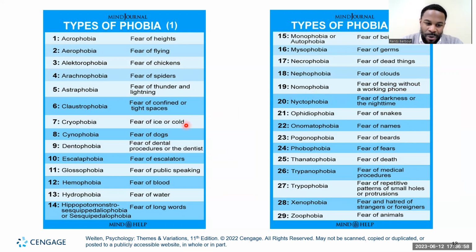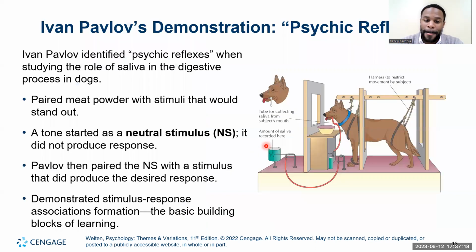Fear of ice or cold, fear of dogs obviously, and there's fear of long words. And oddly enough, the longest of the phobias is a really, really long word. So that's really interesting. But here are these phobias, and you can go through and see which ones are most odd to you. Okay, so let's go to classical conditioning in its more formal sense.